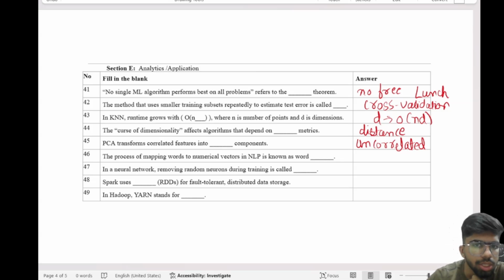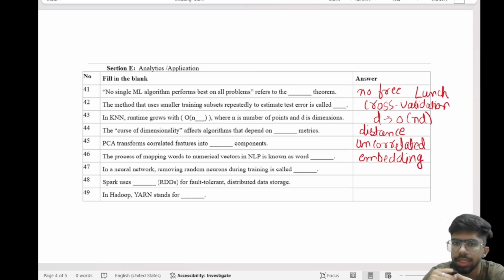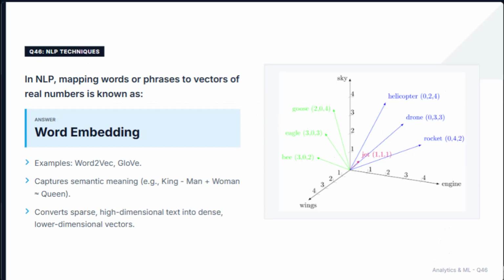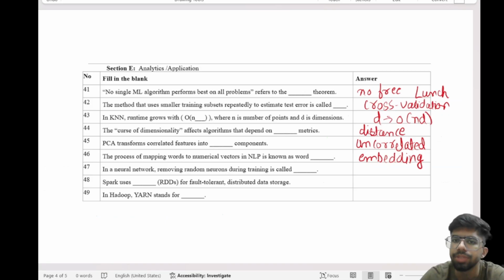So the next question: the process of mapping words to numerical vectors in NLP is known as embedding. Word embedding converts words into dense numerical vectors that capture meaning. Examples include Word2Vec, GloVe, FastText, and transformer-based embeddings. These vectors help ML models understand relationships between words, such as king minus man plus woman equals queen.